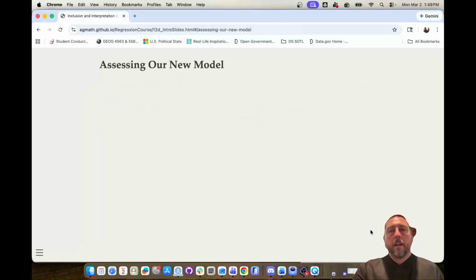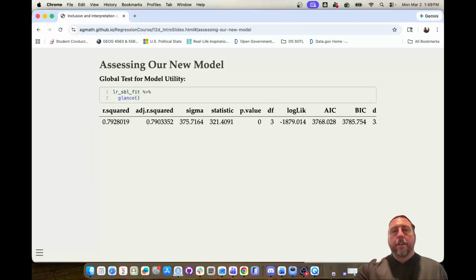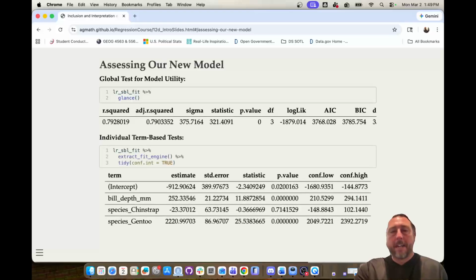All right. So we can assess this new model. Here's a global test for model utility. The p-value here is near 0. It's being rounded to 0. That's indicating that our model has some good things in it. Our model has something useful for explaining differences in penguin body mass. And we've got our individual term-based tests here as well. I've added inside of tidy conf.int equals TRUE to give me these two extra columns, conf.low and conf.high. These are on the estimated model coefficients. So rather than constructing them by hand, this does it for us.